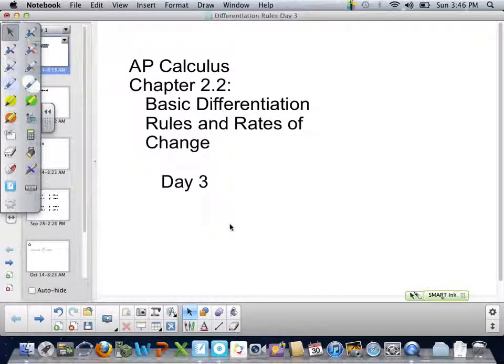Chapter 2.2, Basic Differentiation Rules and Rates of Change, Day 3. Today, what we're going to focus on is trig functions. We're going to find the derivative of sine and cosine.